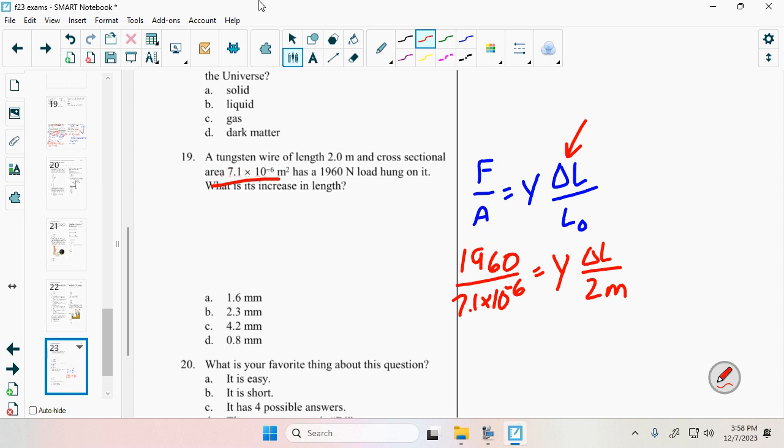I'm going to put in the numbers. That's usually what y'all do. So I'll put in the numbers: 1960 divided by 7.1 times 10 to the minus 6. Be careful with your order of operations or use that E button. Otherwise, it'll be wrong. That's 2.76 times 10 to the 8th times 2 divided by Y.